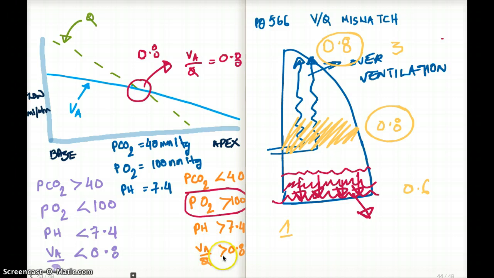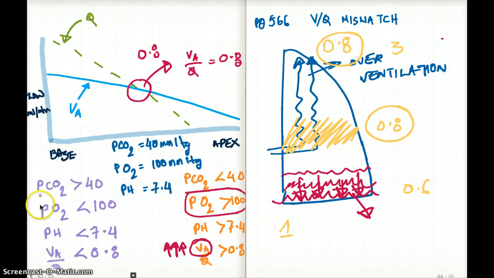And why is it going to be greater than 0.8? Because on our numerator, we have a VA, which is going to be higher. So when the numerator becomes higher, the result is going to be higher. If the denominator was higher, the result is going to be lower, which happens right here.